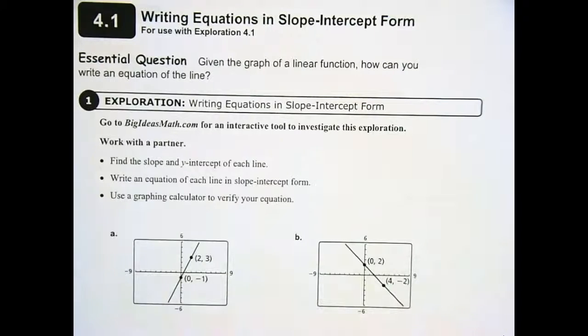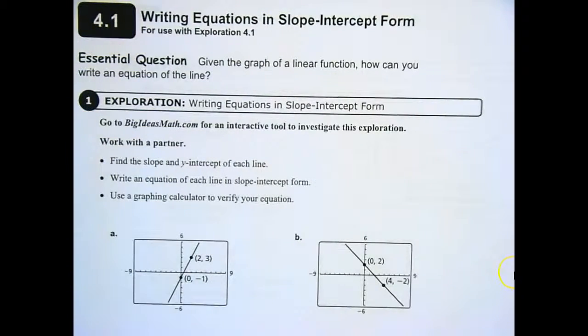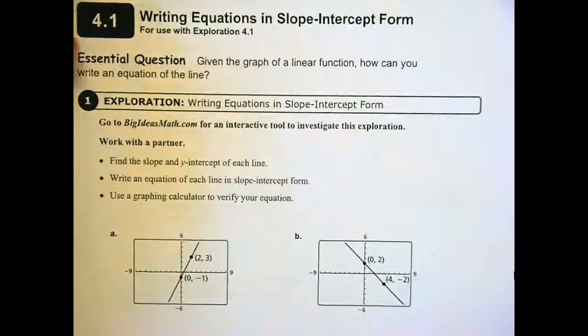4.1, writing equations in slope-intercept form. So some of what we do today will be a review. Some will be new, though it may be a review from a previous year. Okay. Given the graph of a linear function, how can you write the equation of a line?